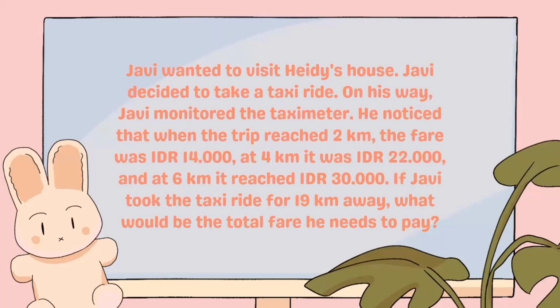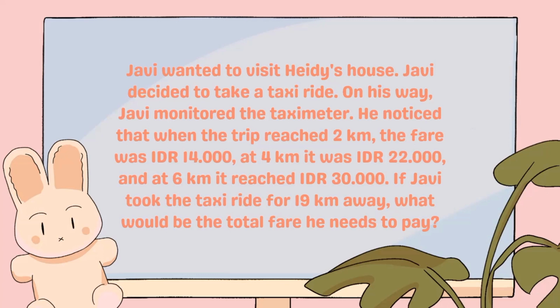To understand more about lines and gradient, let's solve Javi's problem. Javi wanted to visit Heidi's house. Javi decided to take a taxi ride. On his way, Javi monitored the taximeter. He noticed that when the trip reached 2 kilometers, the fare was 14,000 Indonesian rupiahs. At 4 kilometers, it was 22,000 Indonesian rupiahs. And at 6 kilometers, it reached 30,000 Indonesian rupiahs. If Javi took the taxi ride for 19 kilometers, what would be the total fare he needs to pay?